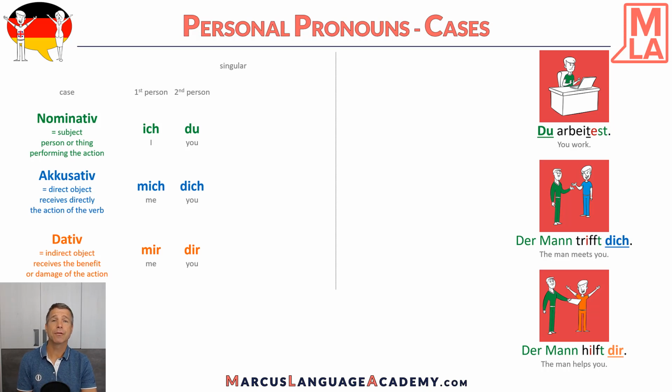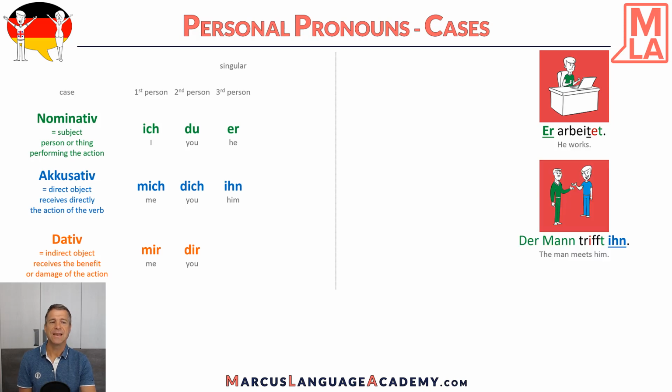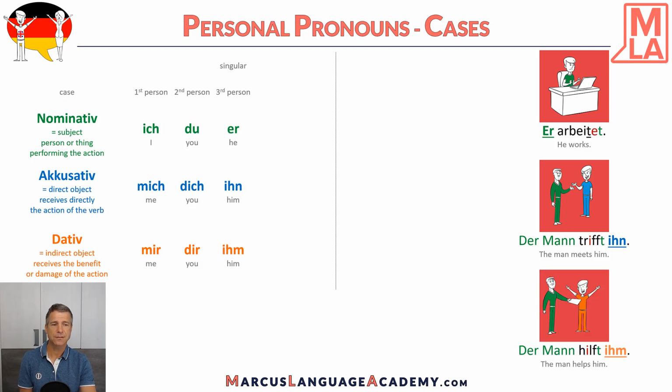So let's jump now into third person. Okay, in third person, the nominative for he is er. Er arbeitet. In accusative, it changes to der Mann trifft ihn. So here, him is ihn. And in dative case, der Mann hilft ihm, with an M. Okay, so be careful: accusative ihn, in dative case ihm. In English it's the same, him and him, but in German it changes.